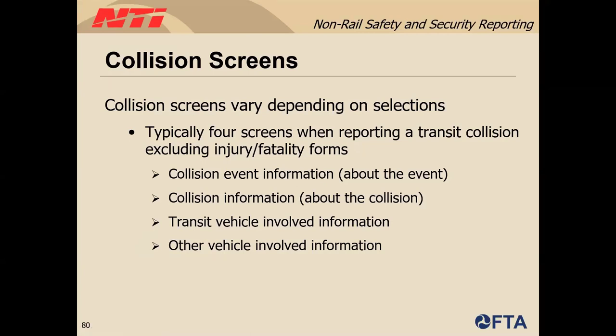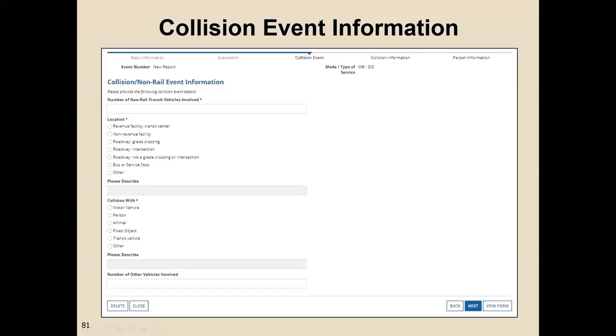First, we will review the details of reporting a collision. The collision screens will vary slightly depending on selection on setup screen 2. Typically, there are 4 screens or subforms that may appear when reporting a transit collision. The collision event information screen, the collision information screen, then the transit vehicle involved information screen, and if applicable, the other vehicle involved information screen will appear. This is a snapshot of the collision event screen for non-rail modes.